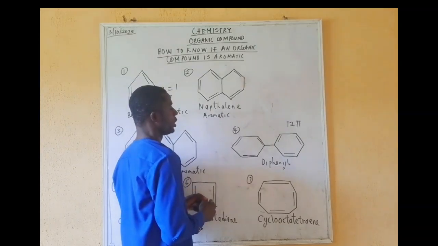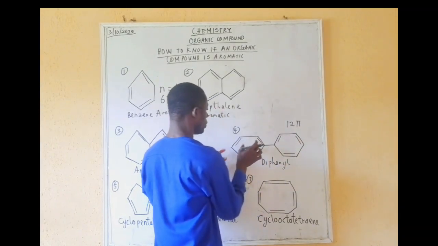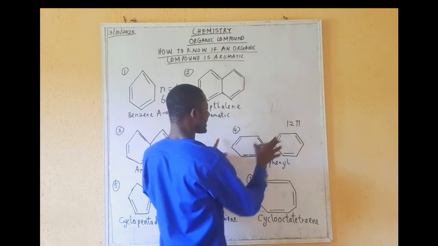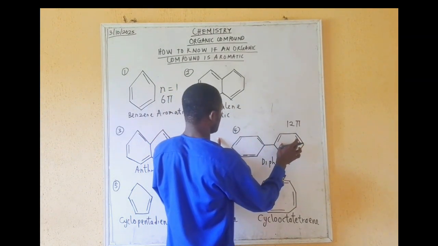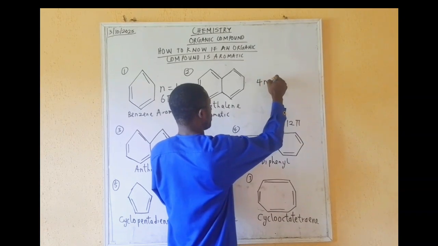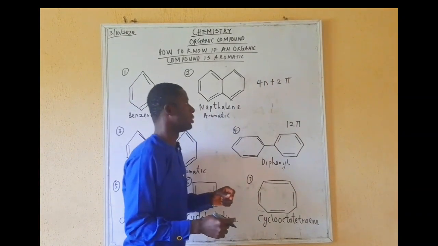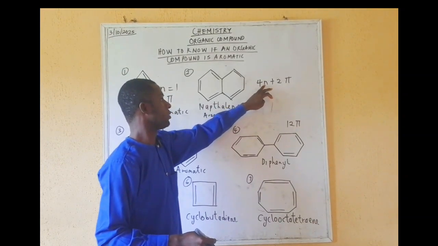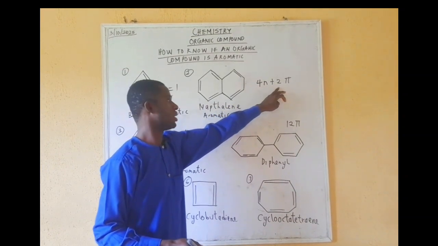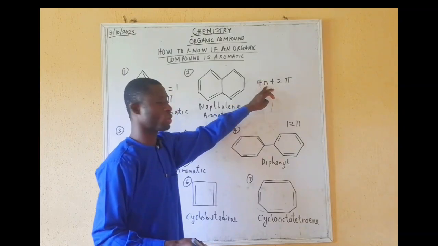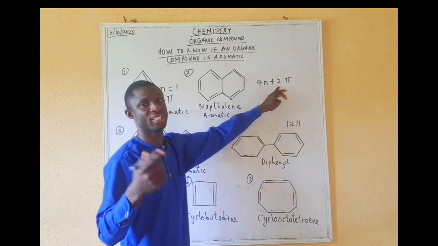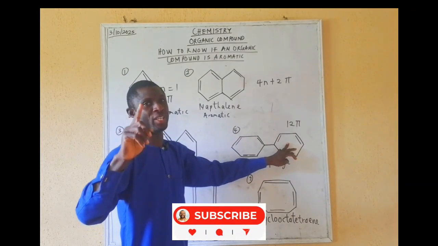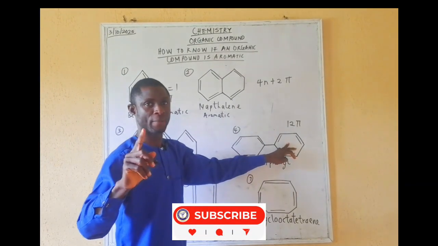But we are going to consider it as 2 benzene that are joining together. Because if we look at it as one entity and use Hückel's rule, do you understand? If we put 3 here, that will be 4 times 3, 12 plus 2, that is 14. And if we put 2 here, 4 times 2, that is 8 plus 2, that is 10. That means if you consider it as a single entity, it will not be aromatic. But it's aromatic.